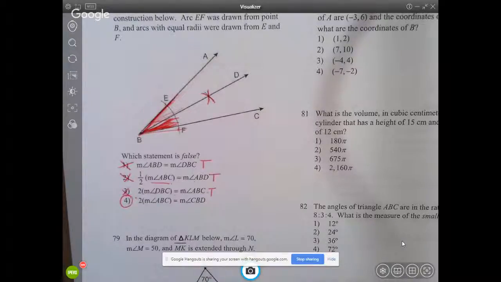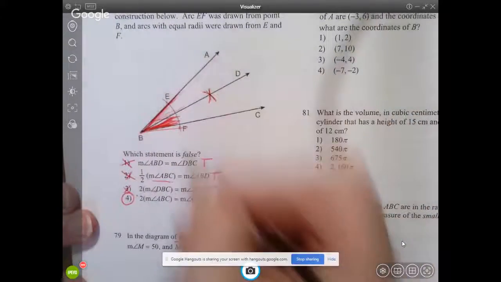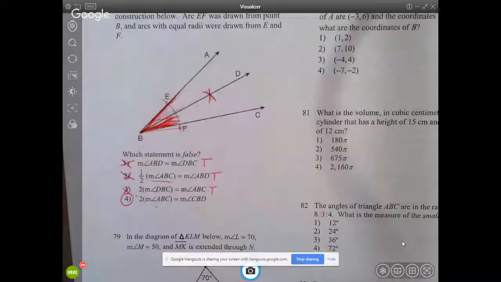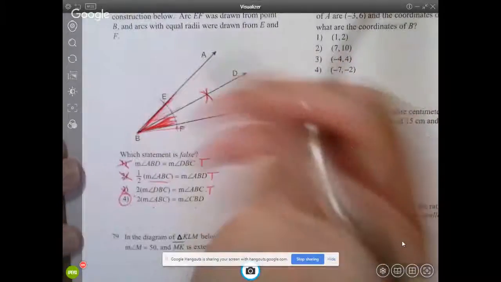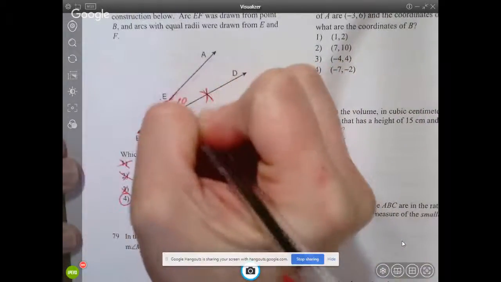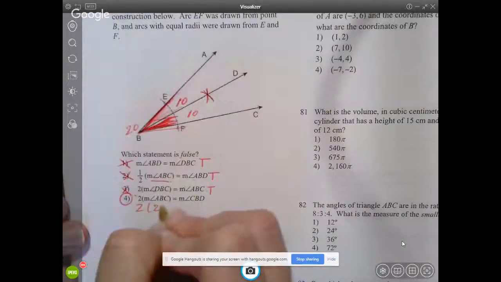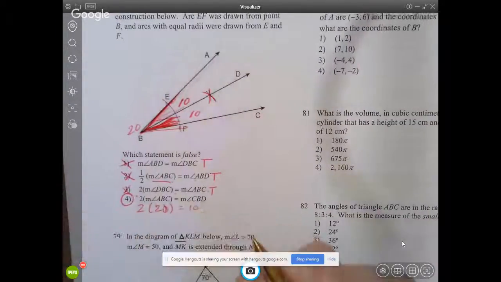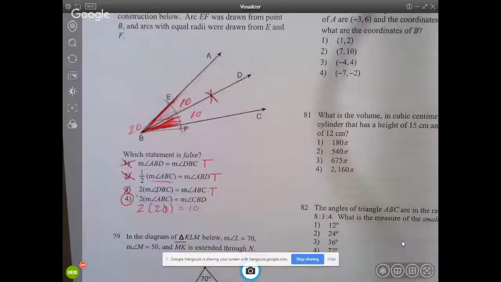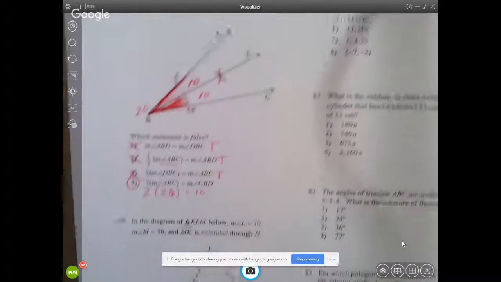And number 4 says 2 of the big angles equals 1 small angle. So as a hint, what you can do is you could also just give these numbers. You could have this be 10 and this be 10 and this be 20, and then say, well, does 2 times 20 equal 10? No. So another thing you could do is just put in numbers and see which ones match up. 79.